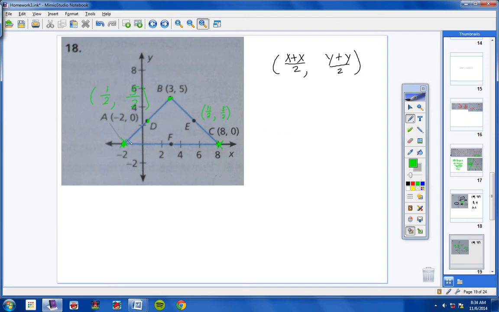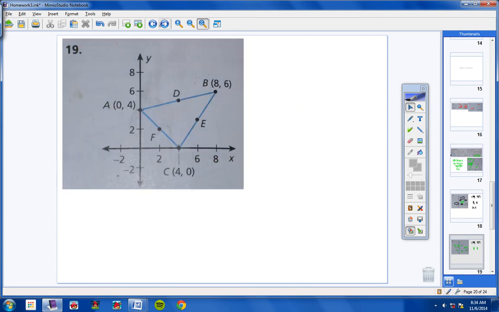We would have -2 plus 8, that would be 6, divided by 2. Then we have 0 plus 0, that's 0, divided by 2. So we would have 3 comma 0 for the midpoint. Okay? 3 comma 0. There we go. Alright, so not too difficult, guys. Really not. Okay, moving on to number 19.